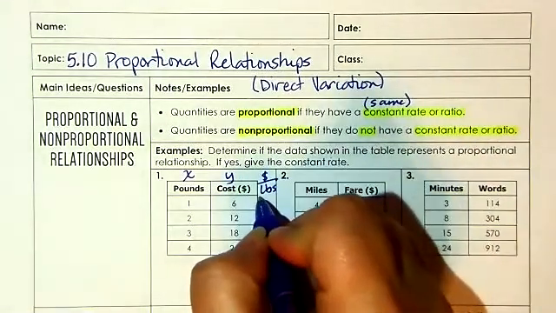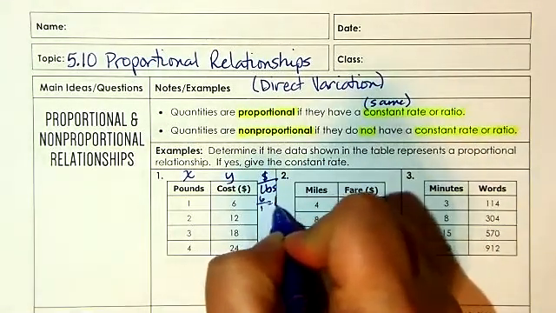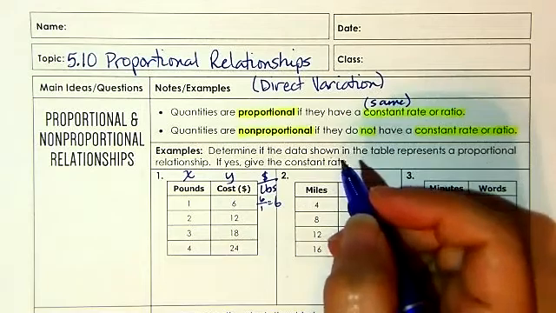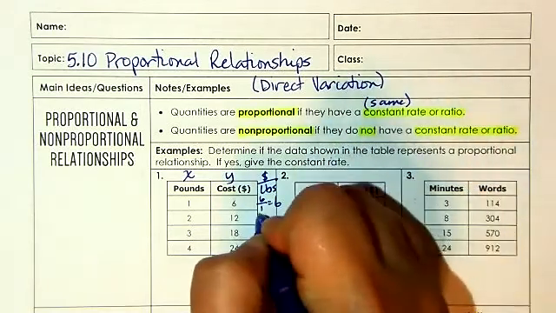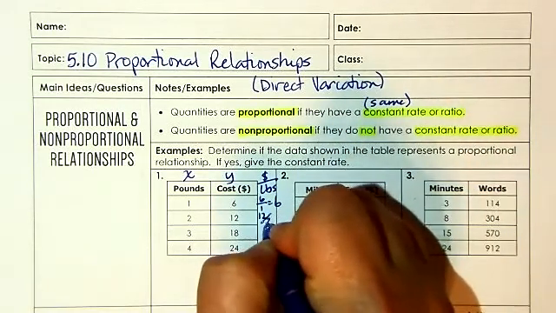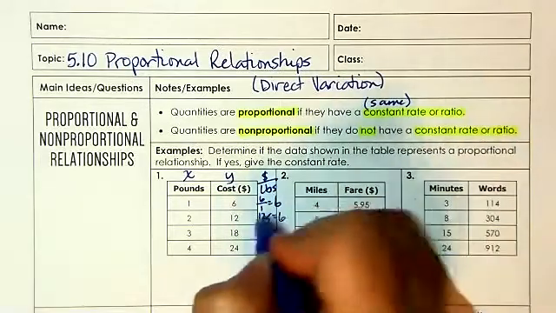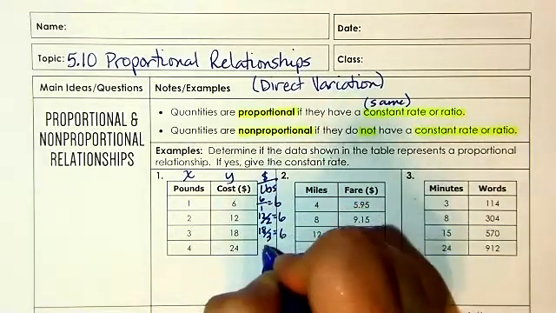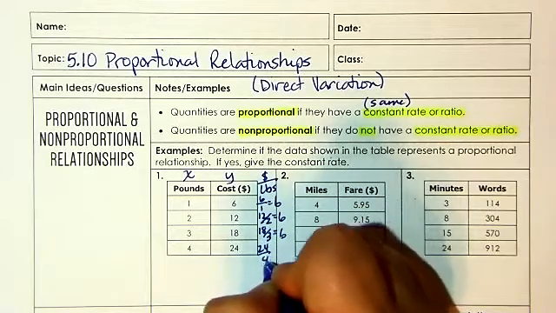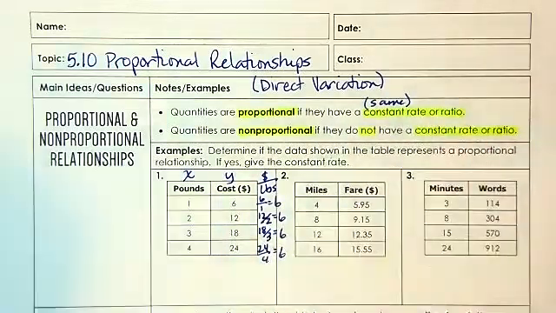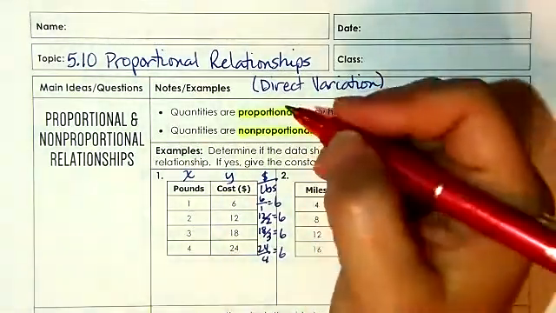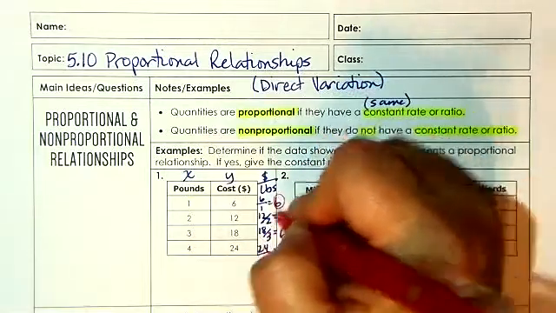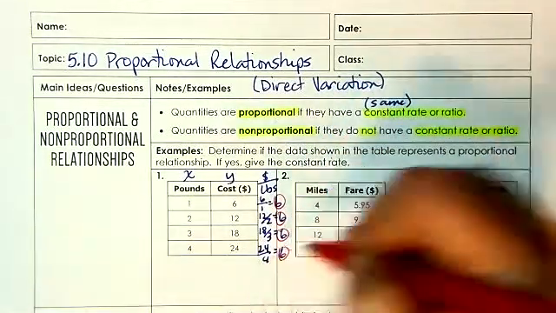So we set this up as 6 over 1, which is 6. Then it's going to be 12 over 2, that simplifies to 6. 18 over 3, that simplifies to 6. 24 over 4, that simplifies to 6. And we notice that they are all the same.